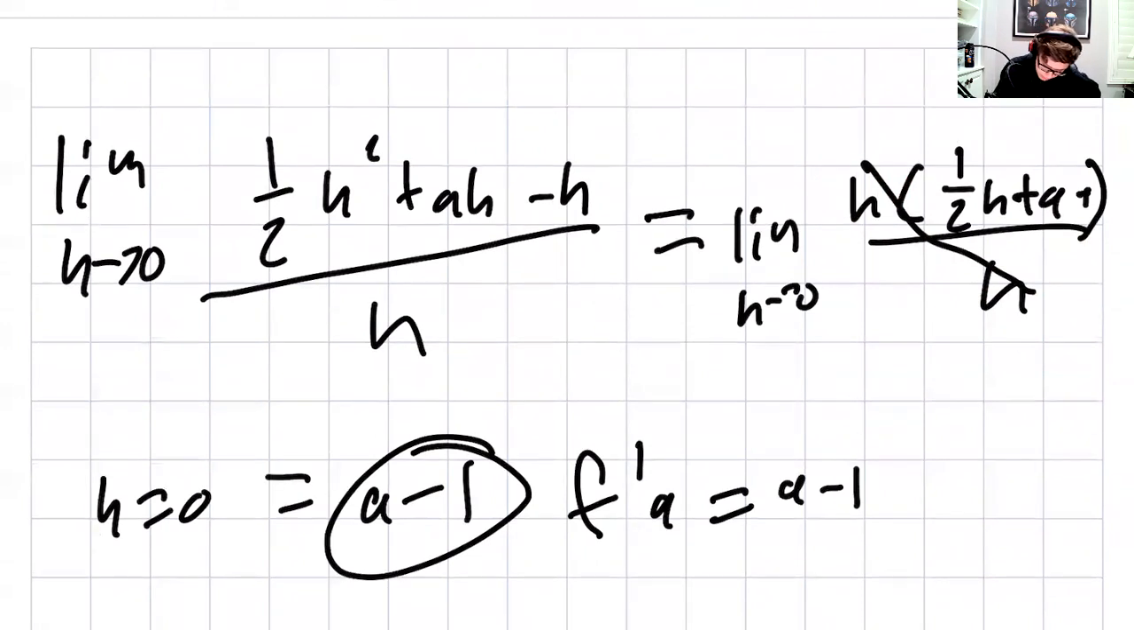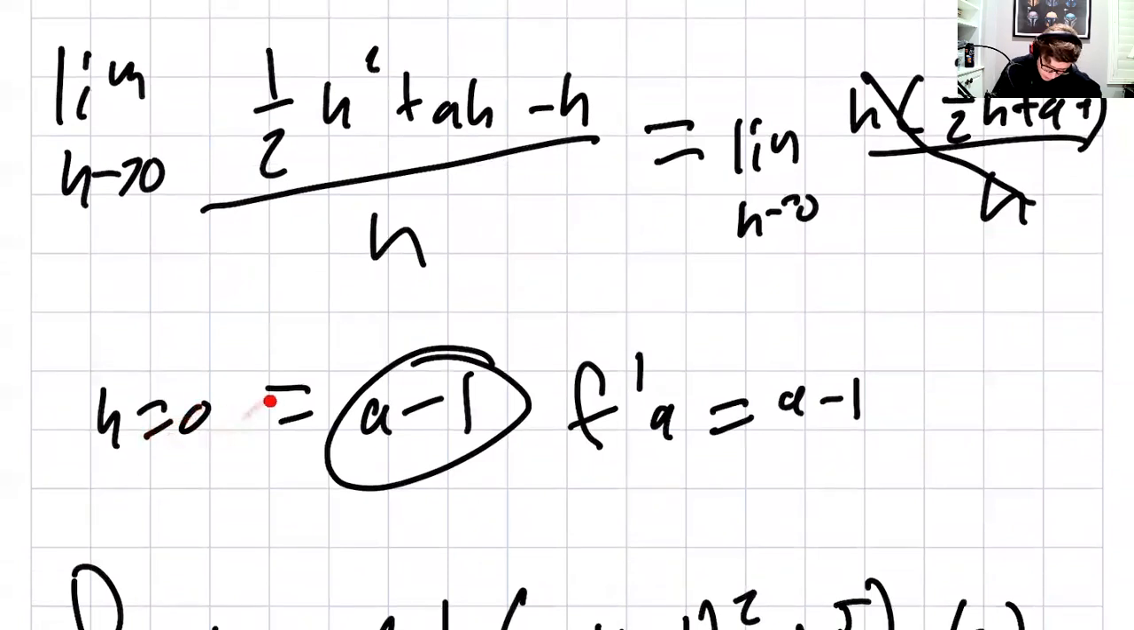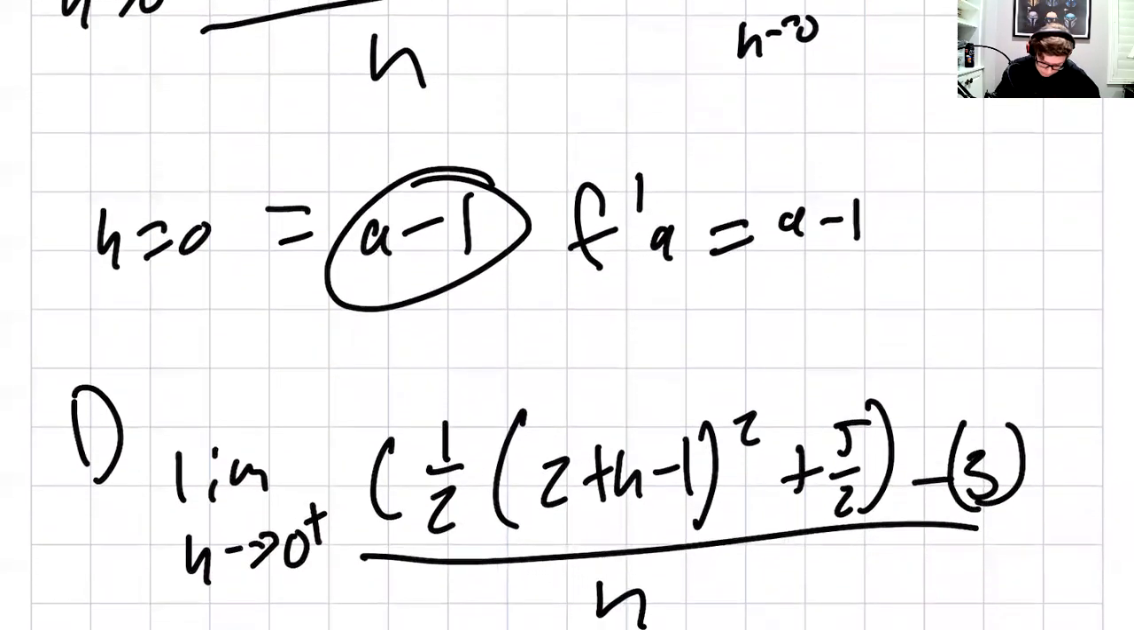So you can get rid of the h, divide. Then you plug in the 0 for h there. So the 1/2 times 0 is equal to 0. Then that goes away and you're left with a minus 1. So you're left with f prime of a, if x is greater than 2, is equal to a minus 1.